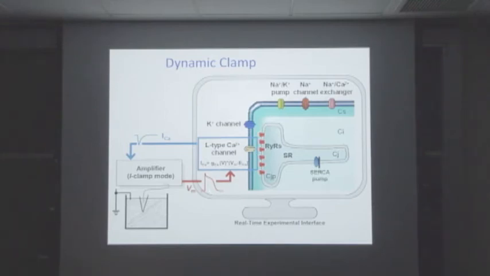The computer calculates what that current would be for the present voltage and puts it back into the myocyte in microseconds. And that is so fast that the myocyte thinks it has acquired a new channel, or a channel with new properties. So this is a very powerful experimental test for the effects of different currents or the effects of different manipulations of currents.